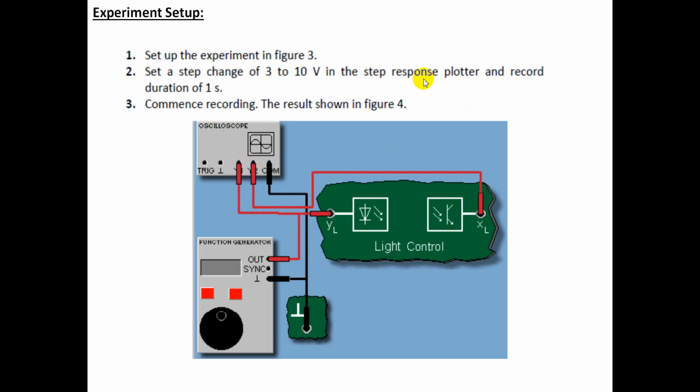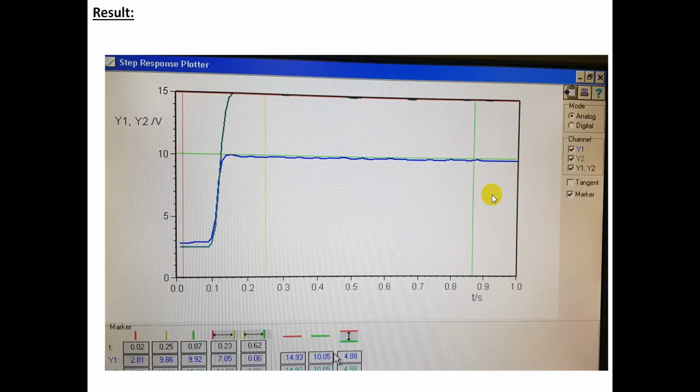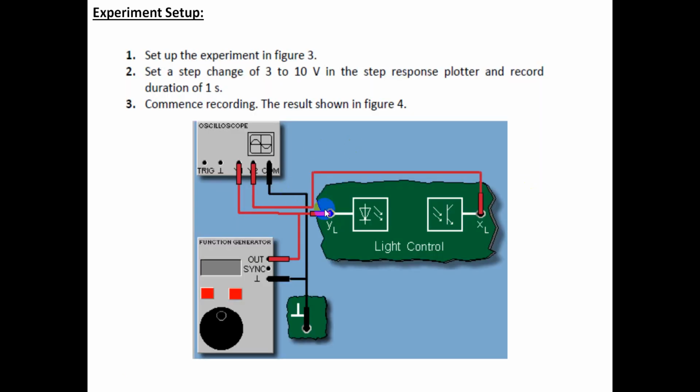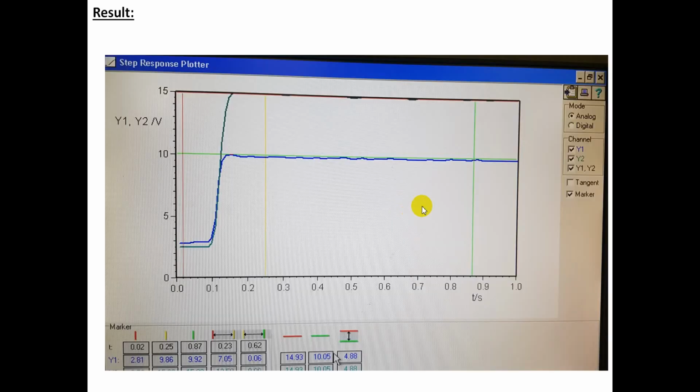We will open the step response plotter from the software, and we are going to make these changes in the step and the duration. Once we commence the recording, we get an output like this. Y1 is my input, connected to the Y1 channel, and Y2 will be the output, which is shown with the green line here.